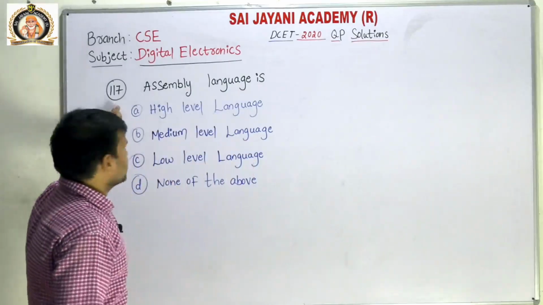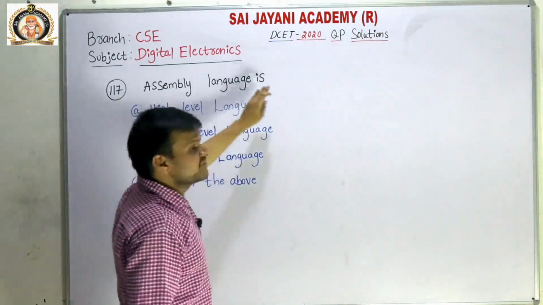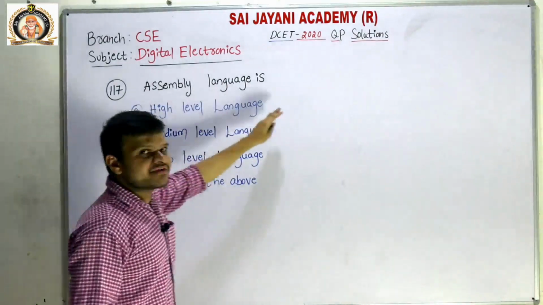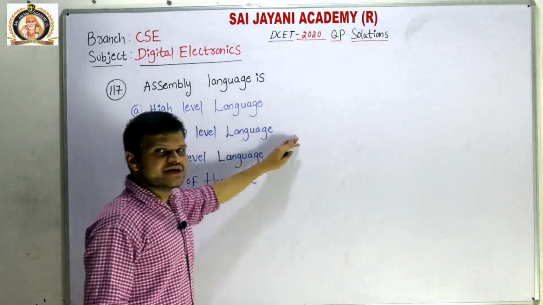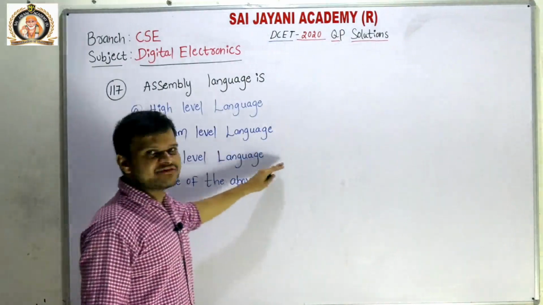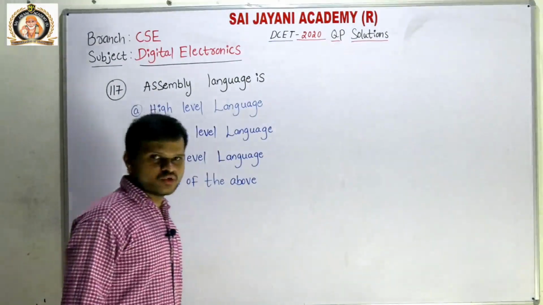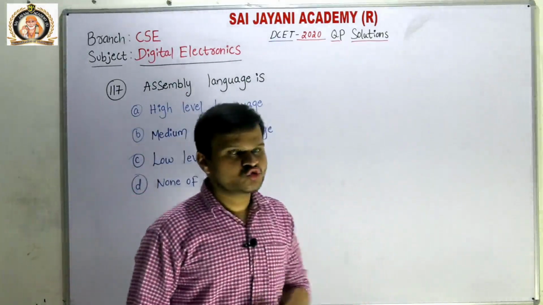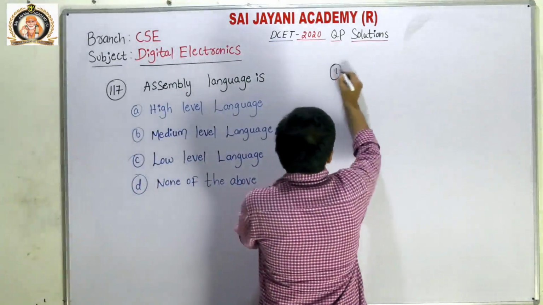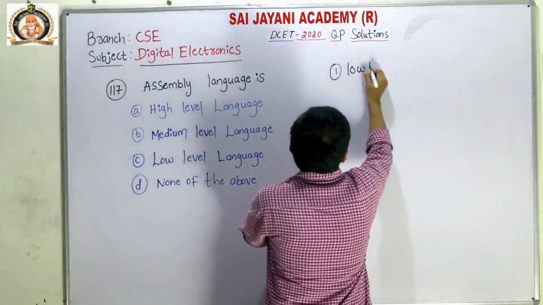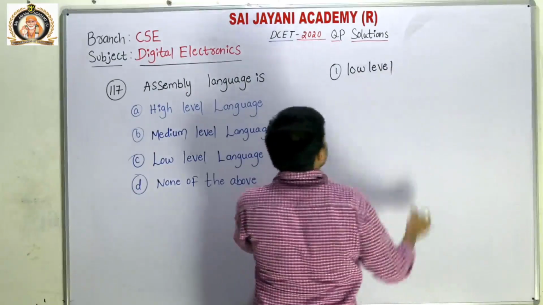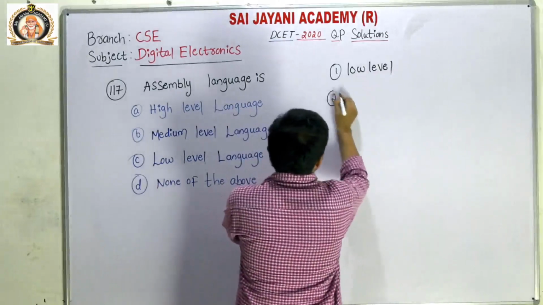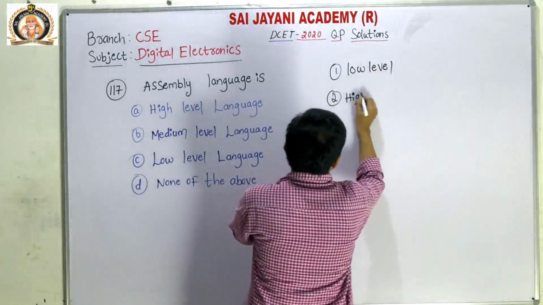The question number 117. The assembly language is option A high level language, option B medium level language, option C low level language, and option D is none of the above. Basically, the programming language is classified into two types. The first one is called low level programming language, and the second one is called high level programming language.